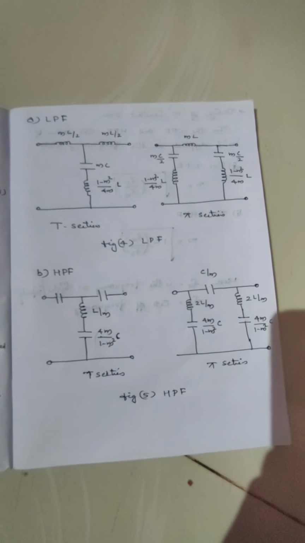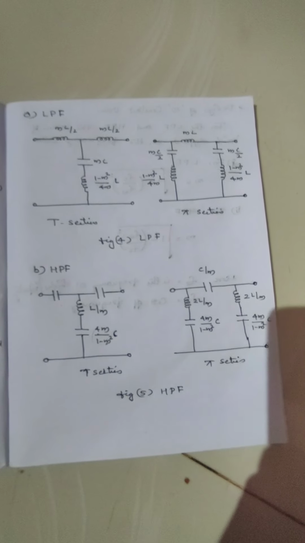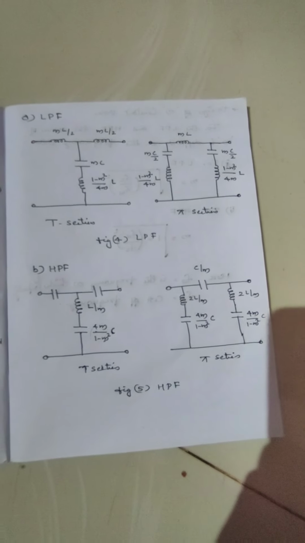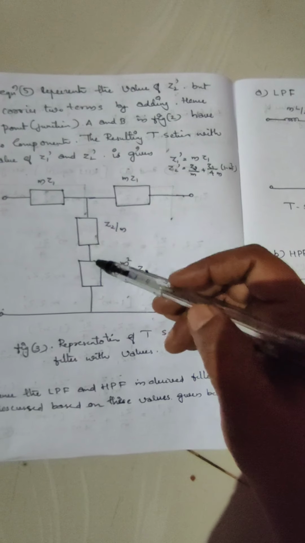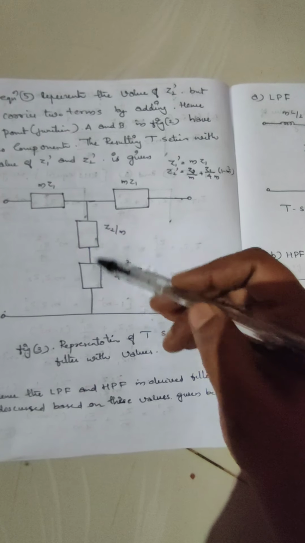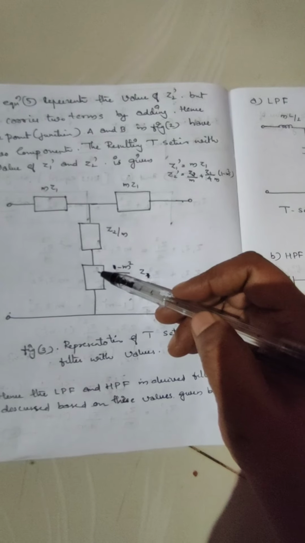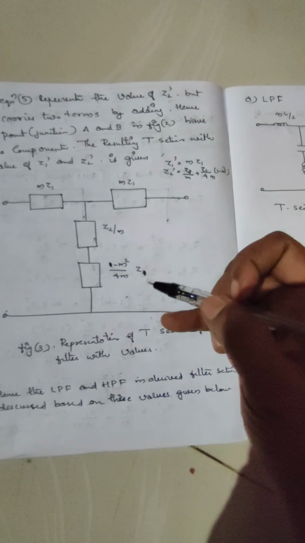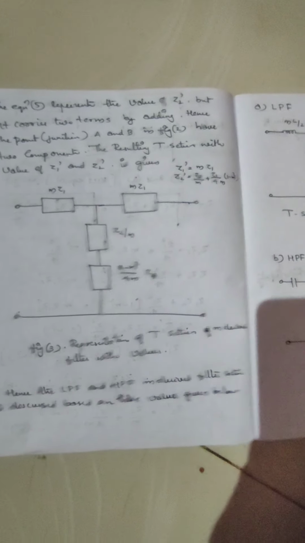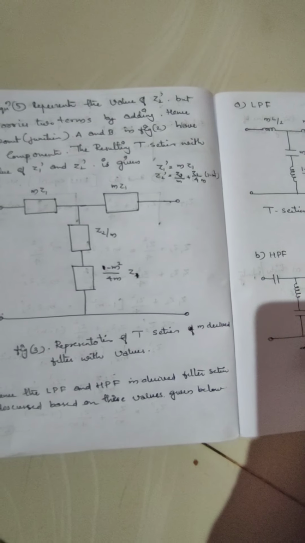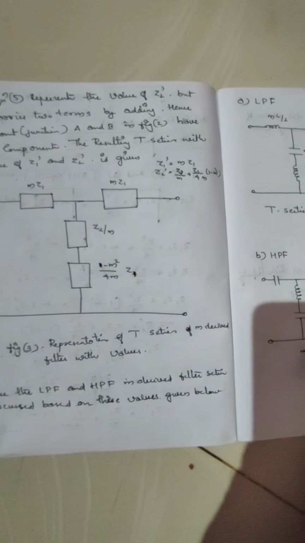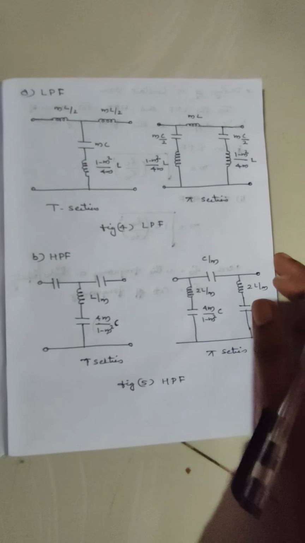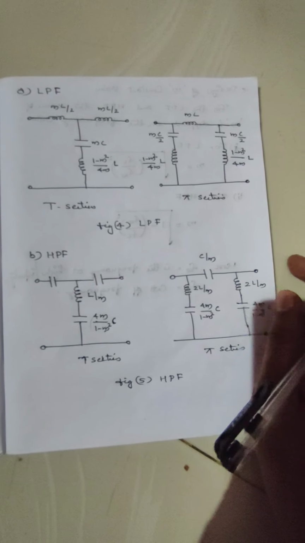So based on that m value we are going to design the low pass filter and high pass filter. But the parallel components contained in both filters, or in the m derived filter section, the parallel components will contain two components, because for that Z2 dash we get the expression as the addition of two values. So the Z2 leg will contain two components. Based on those values we design the low pass and high pass filters.